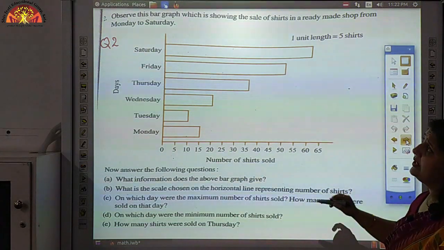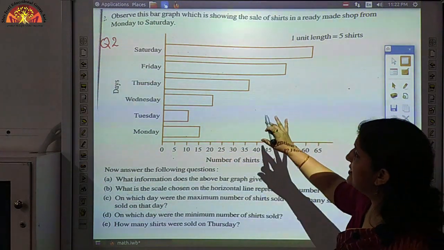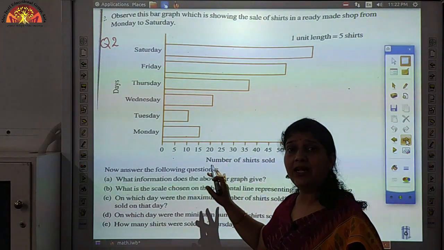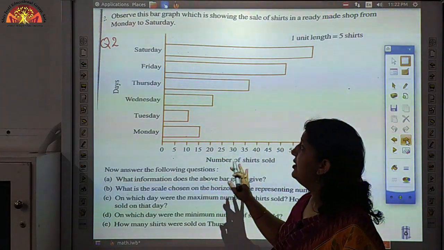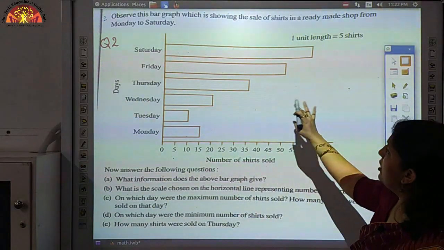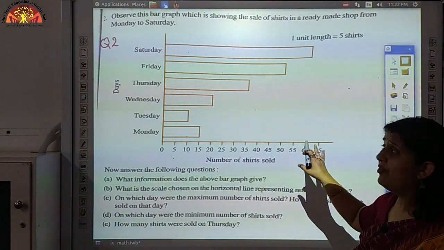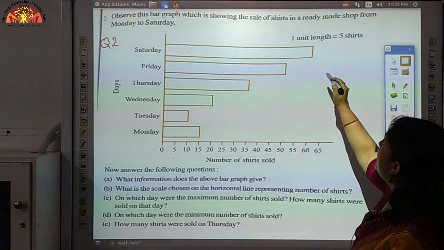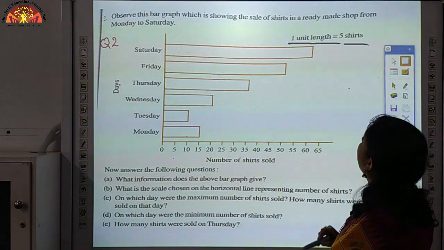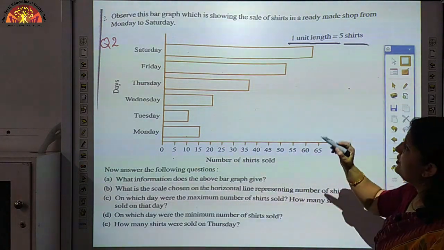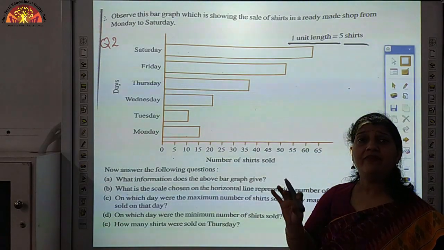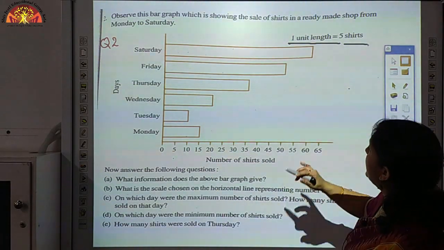अब आपको क्या करना है? फर्स्ट यू ऑब्जर्व दिस ग्राफ, दिस इज द हॉरिजॉन्टल बार ग्राफ और इससे पहले जो हमने किया था दैट इज वर्टिकल बार ग्राफ। ठीक है, वो वर्टिकल था और ये हॉरिजॉन्टल है। इन दिस ग्राफ वी हैव स्केल 1 यूनिट लेंथ इज इक्वल्स टू 5 शर्ट्स. 1 यूनिट लेंथ मीन्स 1 सेंटीमीटर. वो किसके इक्वल है? 5 शर्ट्स के इक्वल है. ठीक है.